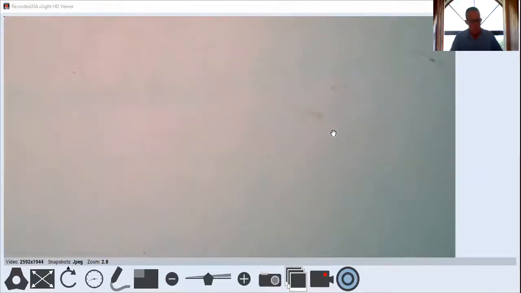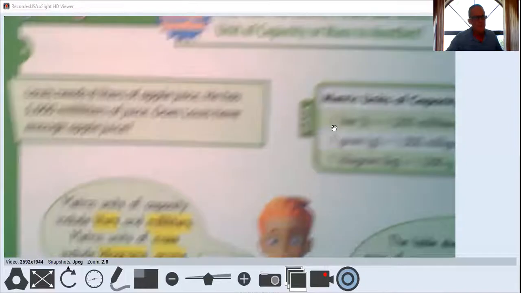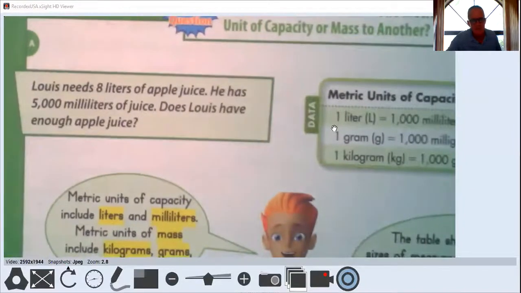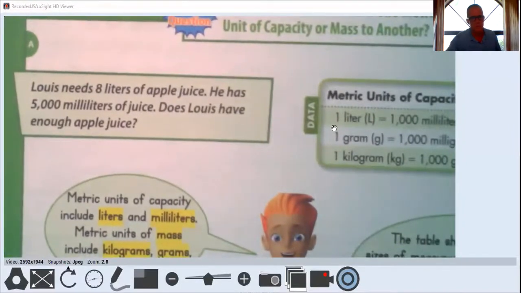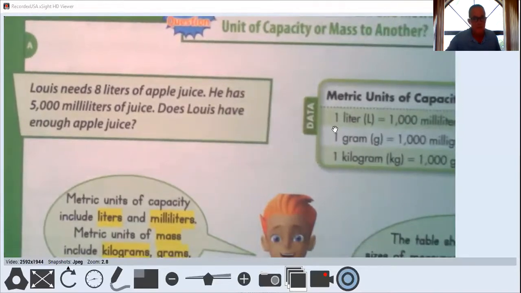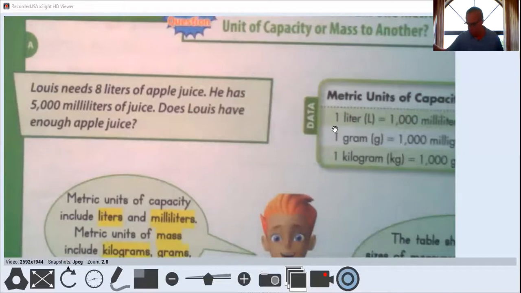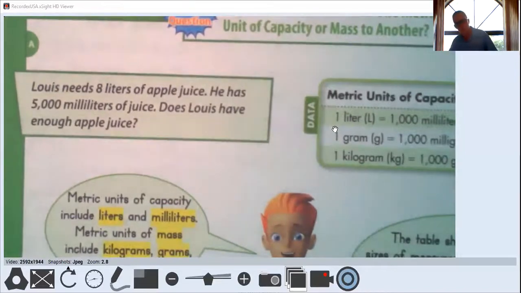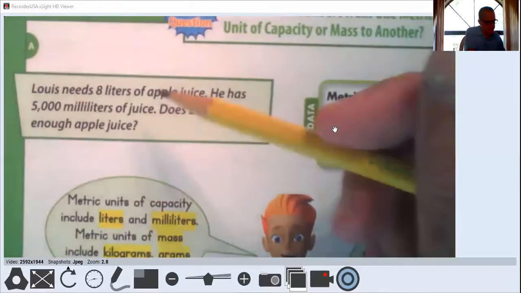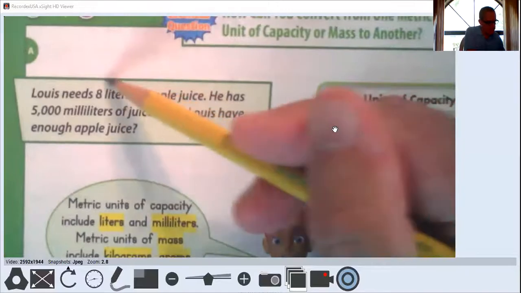You may have already seen this question if you did your assignments. If you did not, then you got a freebie. It says Lewis needs 8 liters of apple juice. He has 5 milliliters of juice. Does Lewis have enough apple juice? So you can see right here, and hopefully you guys did this, we started out with liters. That's the bigger unit.